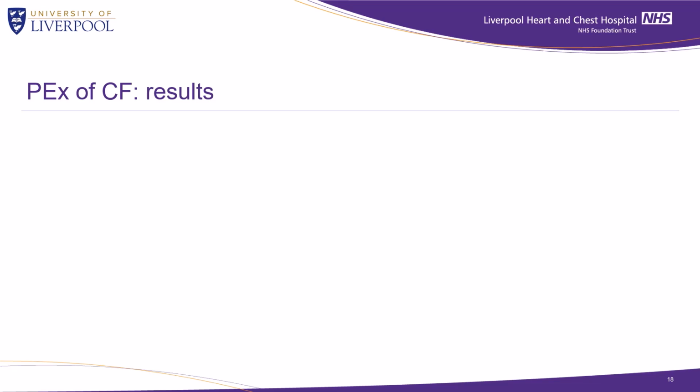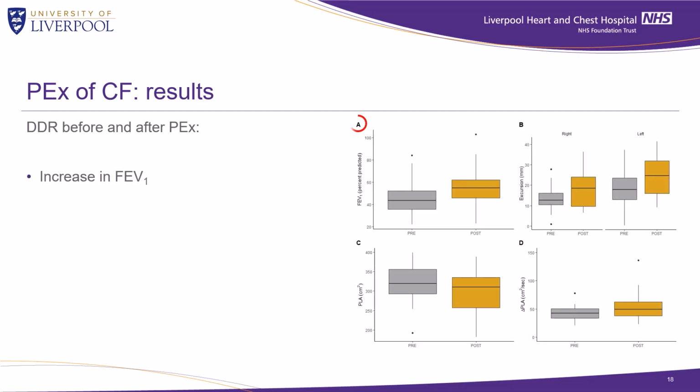Next, we looked at exacerbations of CF, during which chest symptoms get worse and lung function falls, which are a common feature of CF. We wanted to use DDR to see what changed following treatment of an exacerbation. So we performed spirometry before and after a pulmonary exacerbation in 20 cases. We found that, as expected, FEV1 improved with treatment. We also found that on DDR, the range of diaphragm excursion during deep breathing increased.